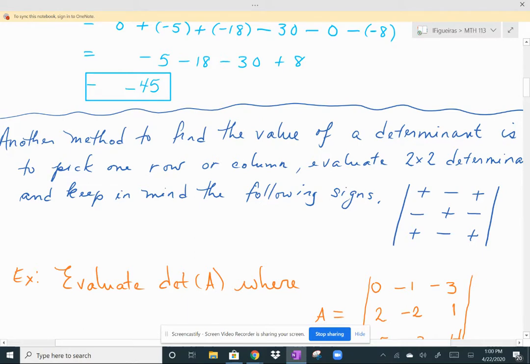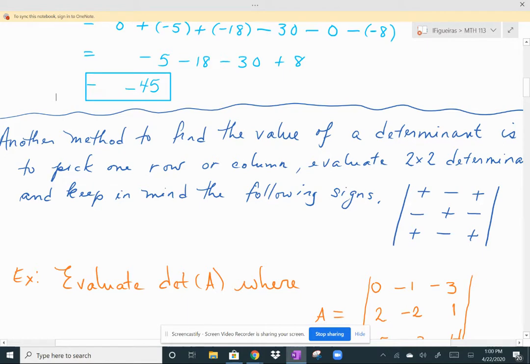And it doesn't matter which row or column you use, but anything that has a 0 in it will always be easier, less work to do than non-zero rows or columns. So if you have a 0 anywhere in your matrix, you want to pick a row or a column that has a 0 in it. If you don't have a 0, then pick the row or column with the smallest numbers.